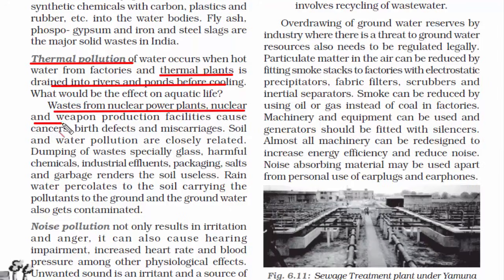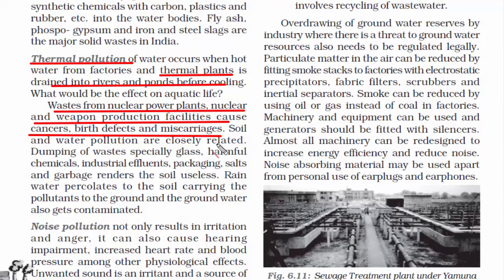That's why you see waste from the nuclear plants, the nuclear and weapon production facilities. They generate a lot of heat, and usually the water is very hot. And what they do is they just release that hot water into the river. And then when people consume water from those rivers, they're prone to diseases like cancer or birth defects and miscarriages. So this is something very serious.